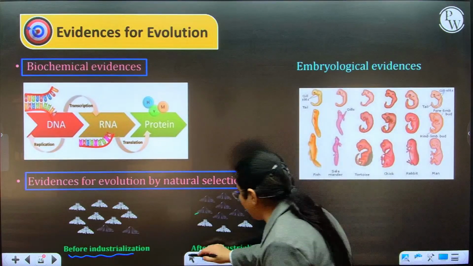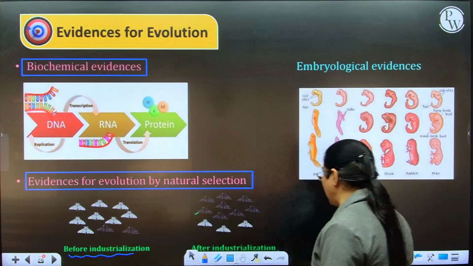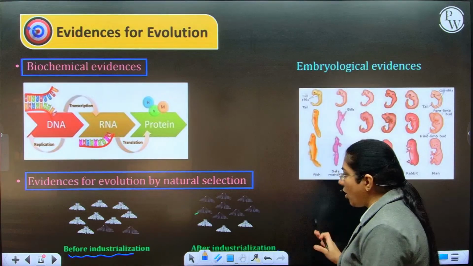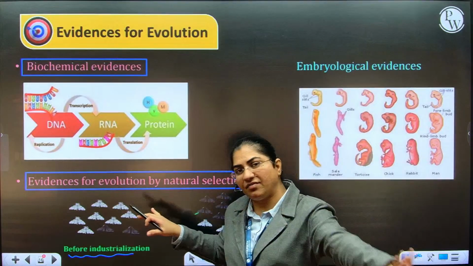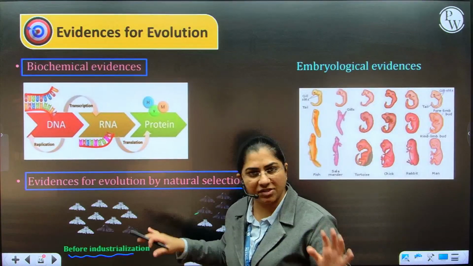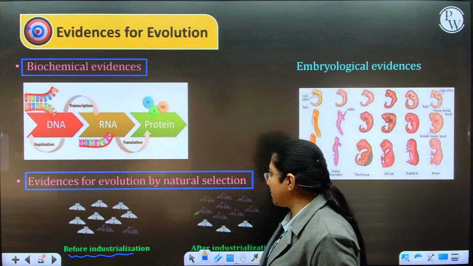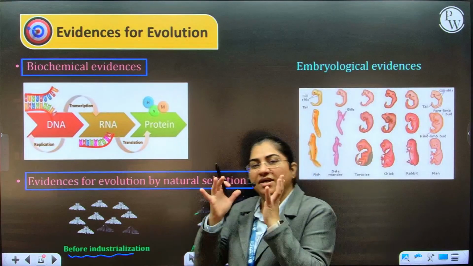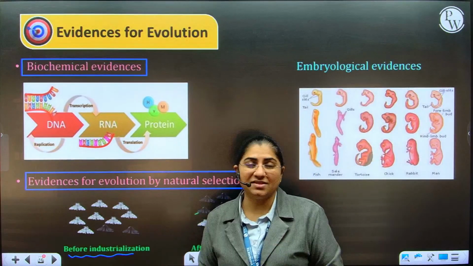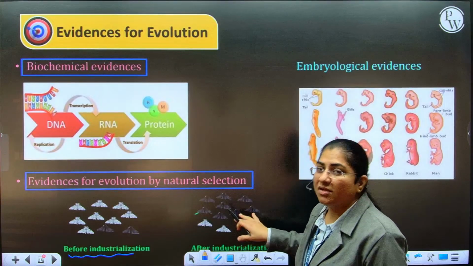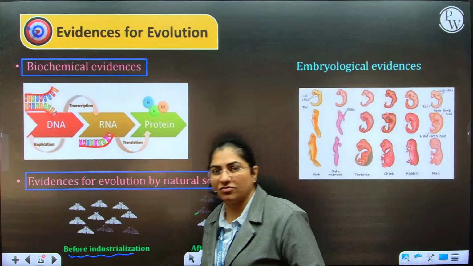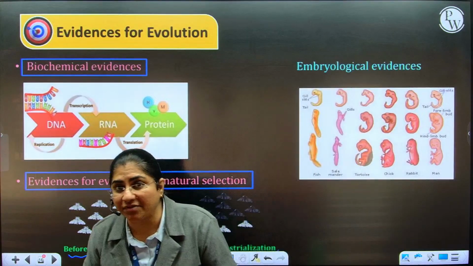As industries came into existence, after industrialization, what happened was that the pollution started to increase. Lichens went away. You know, lichens are very good indicators of pollution. So as lichens disappeared, the bark of the tree again started to become dark. As they became dark, the dark-winged moth easily camouflaged, and vice versa. The white-winged moth or the light-winged moth which were there were now easy prey to predators.